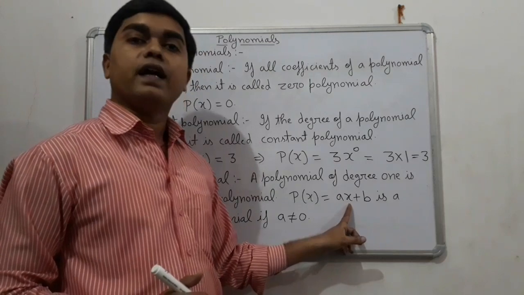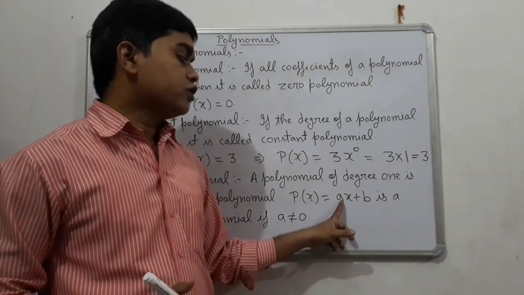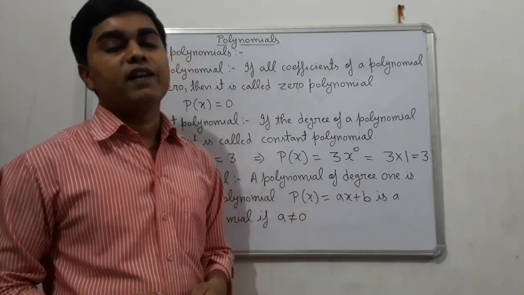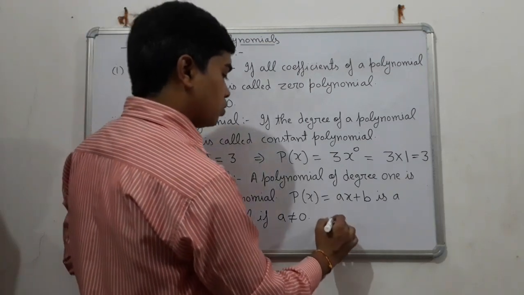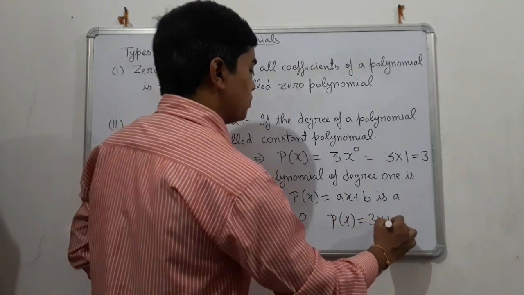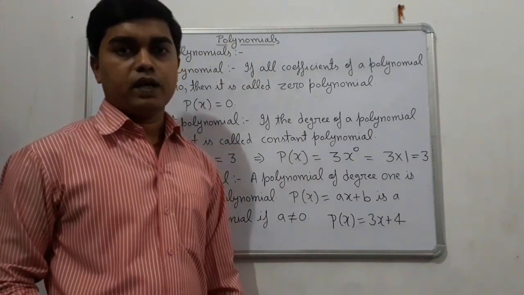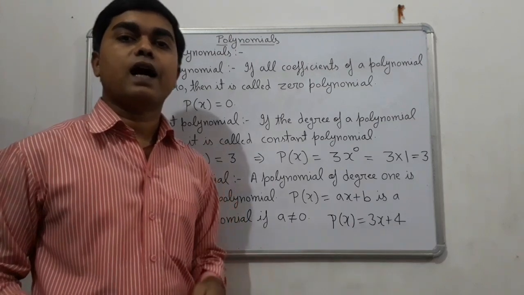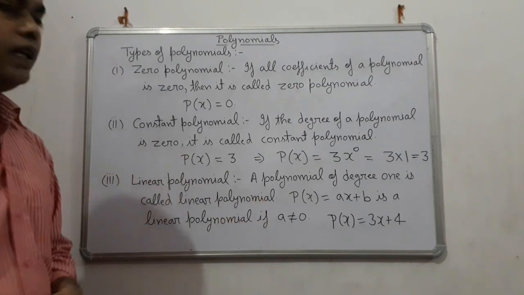If you put a equal to 0, then what will you get? Here you will get 0 into x plus b, means p(x) = b will come, so that will be a constant polynomial. So you cannot put a as 0 here. So you can say p(x) = 3x + 4, means here x should be there. Okay, and the degree of x will be 1, means the highest power of the variable is 1, then it is called a linear polynomial.